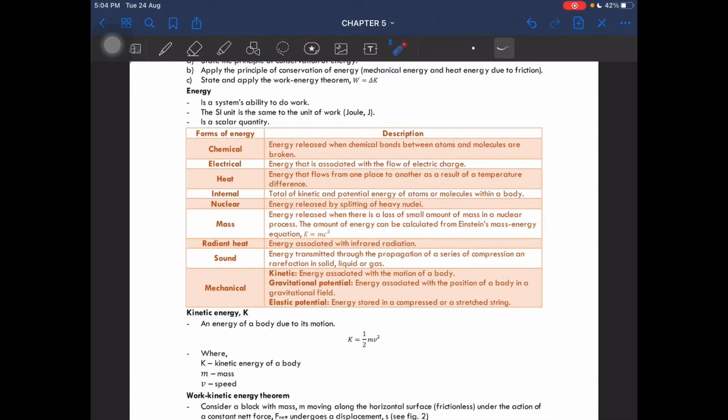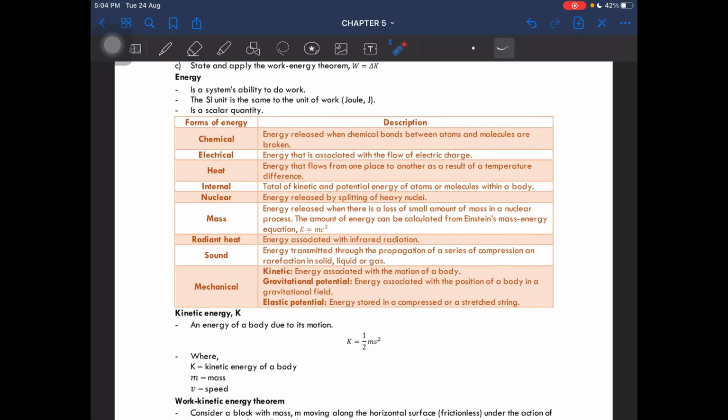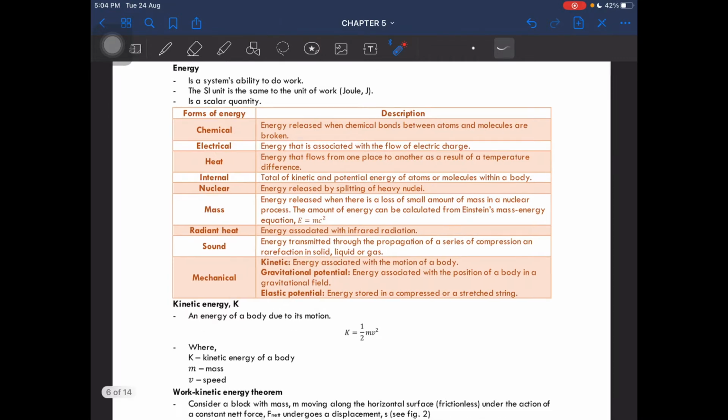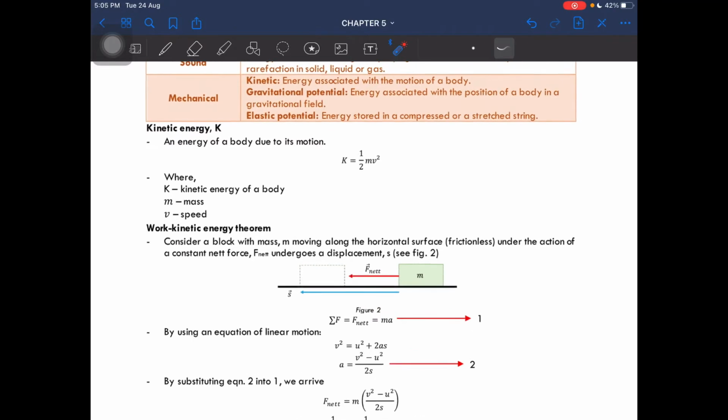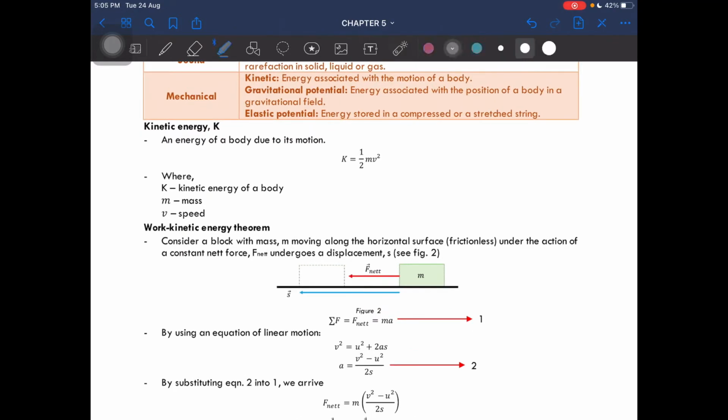And these are some forms of energy. Some forms of energy are chemical, electrical, heat, and so on. You can read that on your own. Then we will be focusing on kinetic energy. Kinetic energy is an energy due to its motion. So this energy is present because of motion.